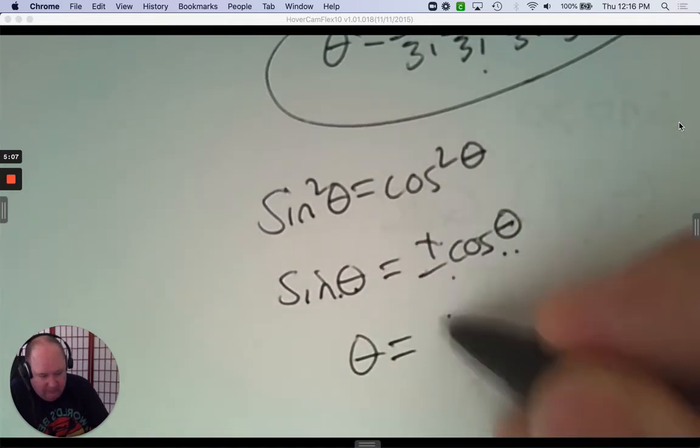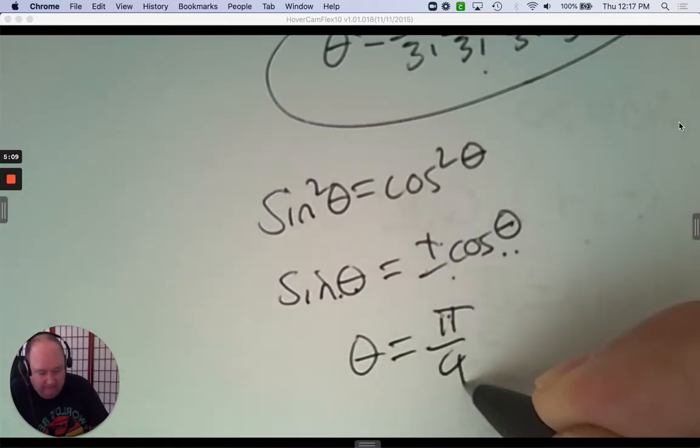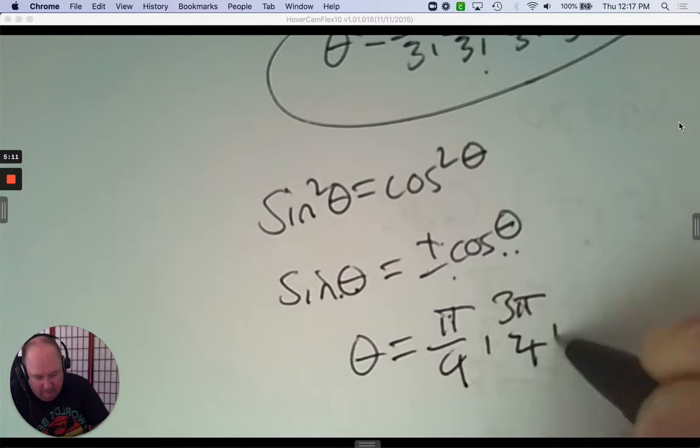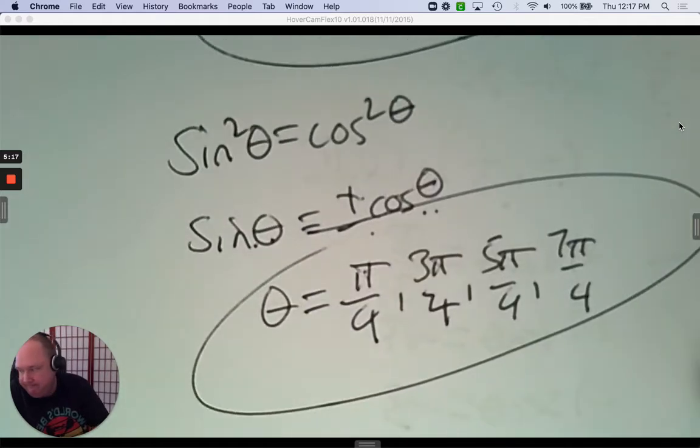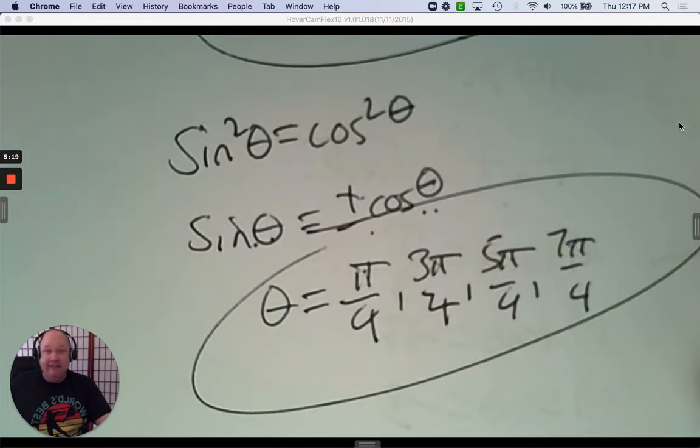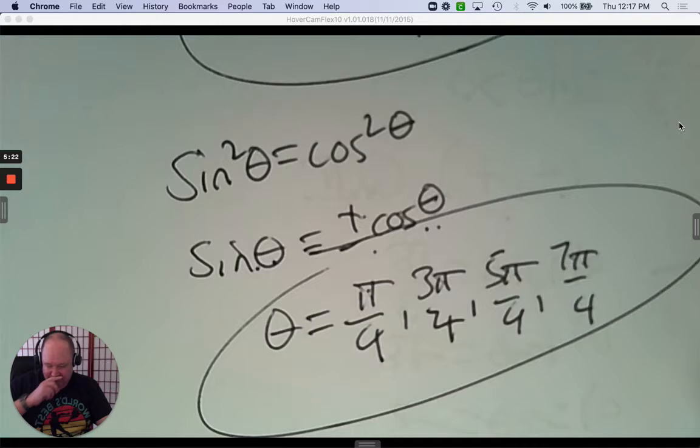So 45 degrees is pi over 4. That's 3 pi over 4. That's 5 pi over 4. That is 7 pi over 4. And you have your answers. That's it. No more trig for this assignment.